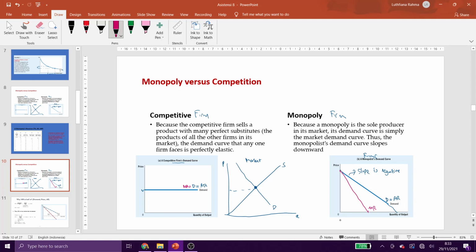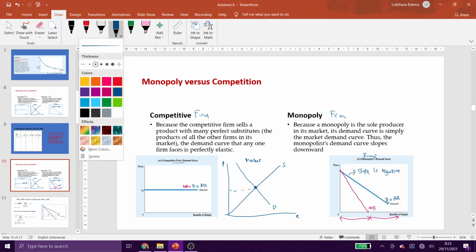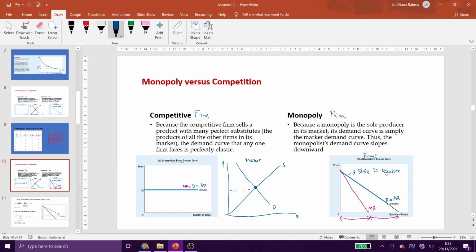You could see that the length between 0 and MR is equal to the length between MR and the top and the bottom of the demand curve. So here, you could also see that the slope of the marginal revenue will be twice the slope of the average revenue. So that is for the monopoly and the competitive firms. Okay, I will pause the video for a little while.